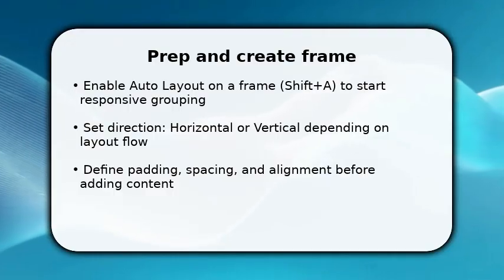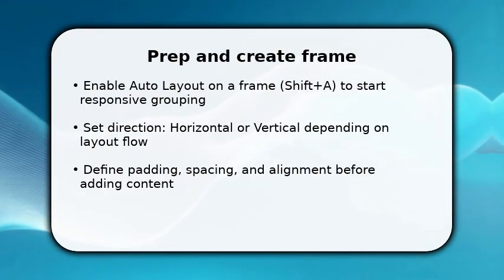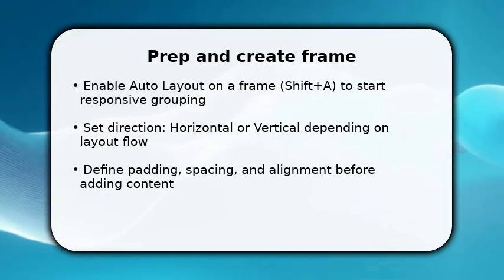You start by selecting the elements you want grouped and convert them into a frame with auto layout. Press Shift+A to apply it quickly. Once done, choose the direction: horizontal for rows, vertical for columns, and set primary alignment so items flow predictably.